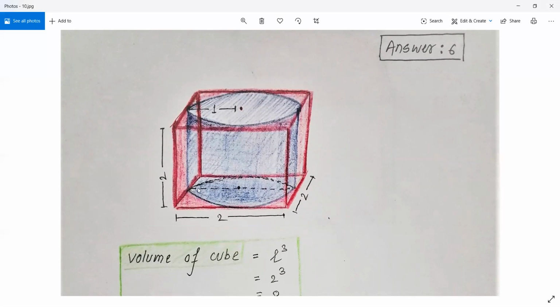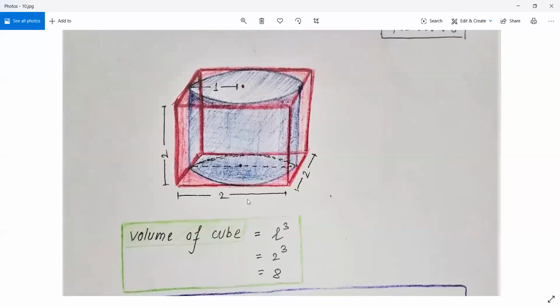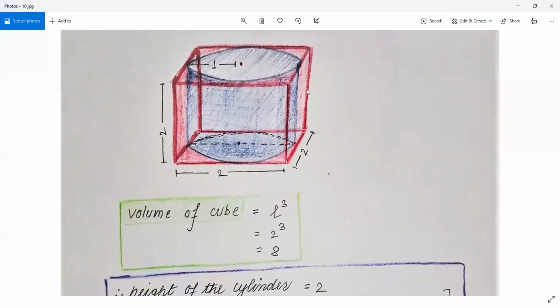So from that you can determine that obviously the radius of the base of the cylinder will be 1, right? Because the diameter of the base of the cylinder and the edge of the cube are equal. So we need to find the radius of the cylinder, which is 1, because the value of the edge is 2, and when you divide the diameter by 2, you get the radius. So I marked the radius of the cylinder as 1 in the figure.